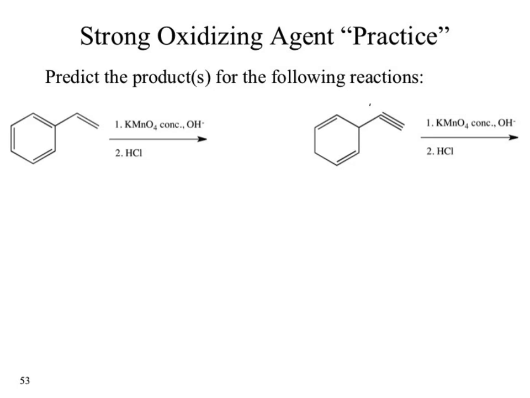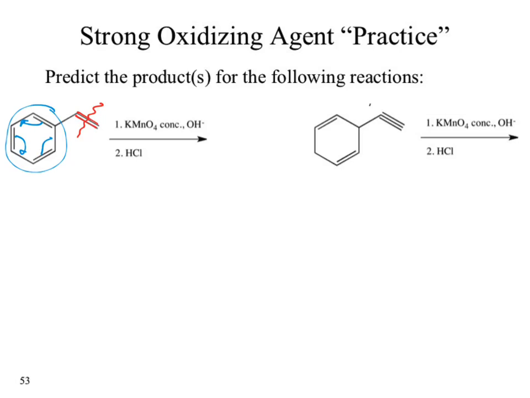How many products do we get for the first one? Two. There's only 2 products in that first one. We only have one nonpolar pi bond that we can cleave. We can't cleave the pi bonds in the ring. Why not? Because they're part of the benzene ring, the electron ring.